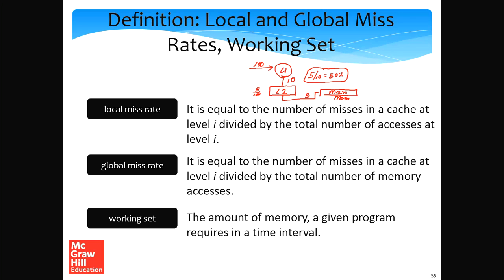But it's still important to know this term global miss rate, which is the misses at a certain level divided by the total number of memory accesses. Now let's define the term called working set.